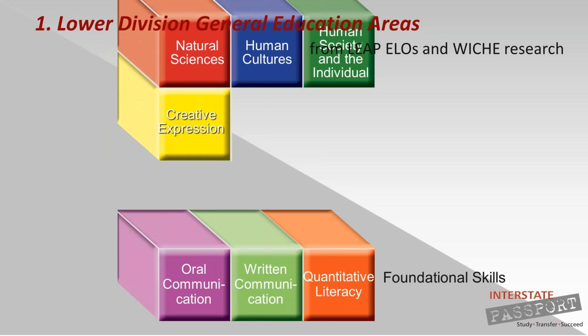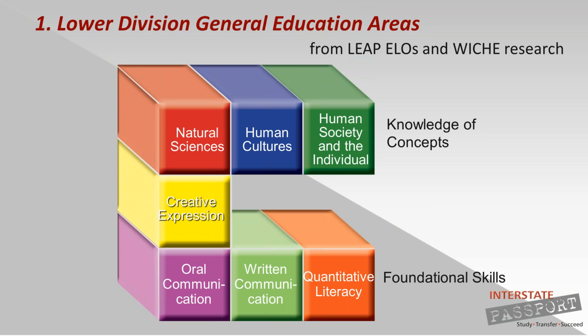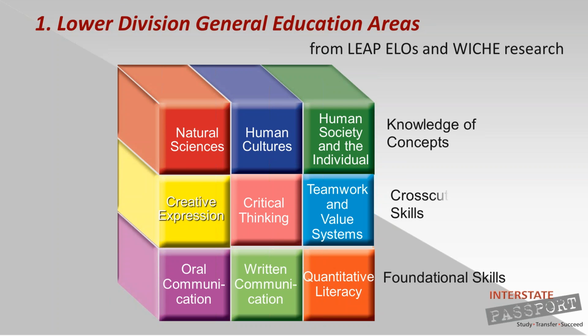The next phase of the passport developed learning outcomes and proficiency criteria for 4 additional areas, in which the student learns concepts in areas of creative expression, natural science, human cultures, human society, and the individual. And finally, there are 2 cross-cutting areas, skills that cut across academic disciplines. These are critical thinking and teamwork and value systems. And again, learning outcomes and proficiency criteria have been established by faculty teams working together.